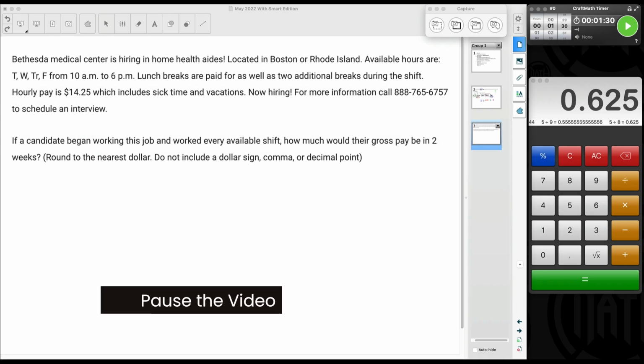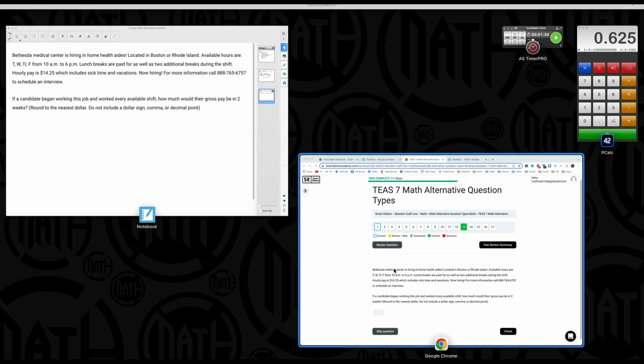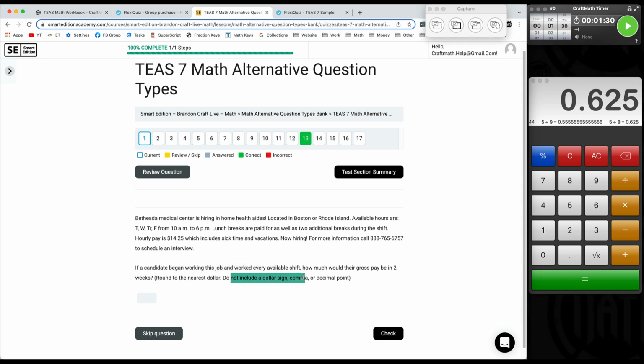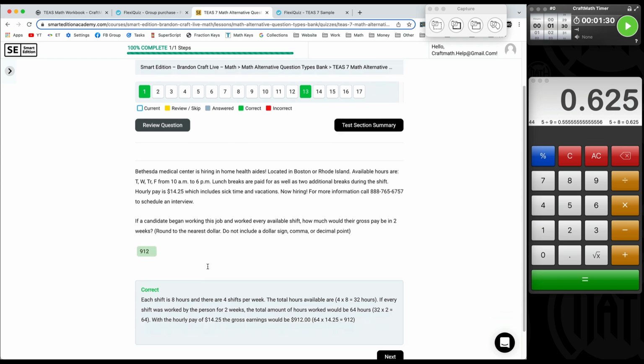All right, so I did see some answers coming in over on Google Meet. Perfect, 912, and 912 is right. Fill in the blank, what you want to leave off. I'm gonna go ahead and show that to you. I'm still gonna work this out with you all, but notice it does say round to the nearest dollar. Do not include a dollar sign, a comma, nor a decimal. So basically just the digits 912, since a lot of us are saying that's the answer. Check it out, it is correct.